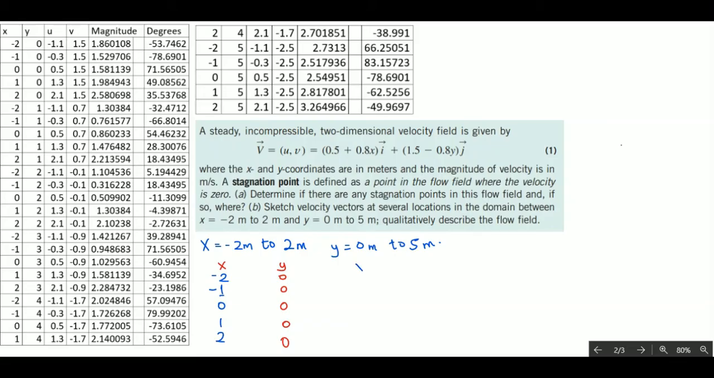Then from here, we look at another combination also. For this, we are just going to consider x to be -2, -1, 0, 1, and 2, like the previous one.